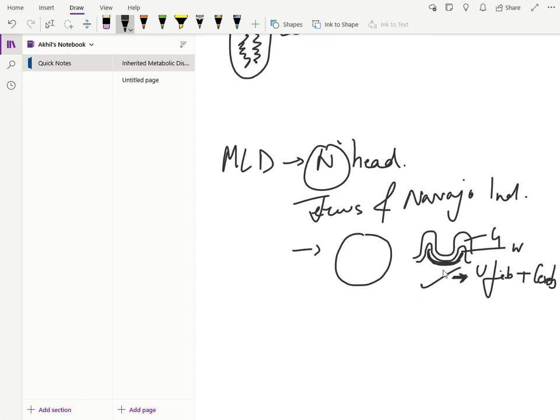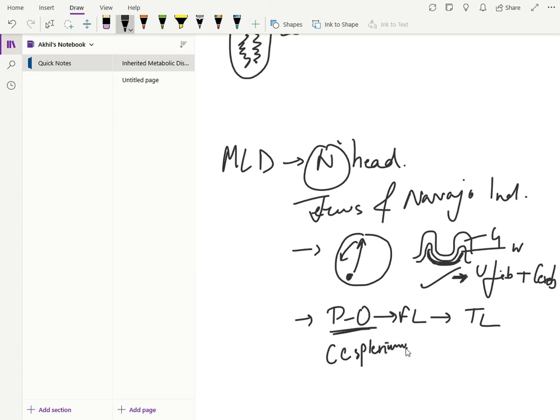So we talked about sparing. Now what does it involve? It usually first involves the parieto-occipital white matter, then it goes on to the frontal lobe, then temporal lobe. So there is parieto-occipital, then you have the frontal lobe, and then you have the temporal lobe. And it spreads in a centrifugal manner, and along with parieto-occipital, it also involves the corpus callosum splenium.